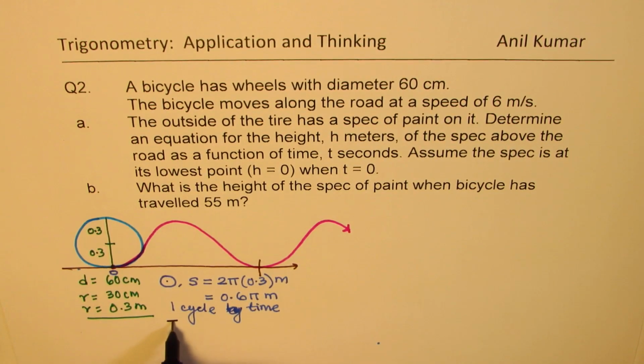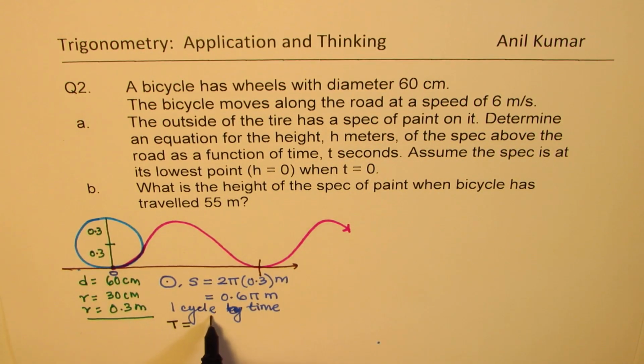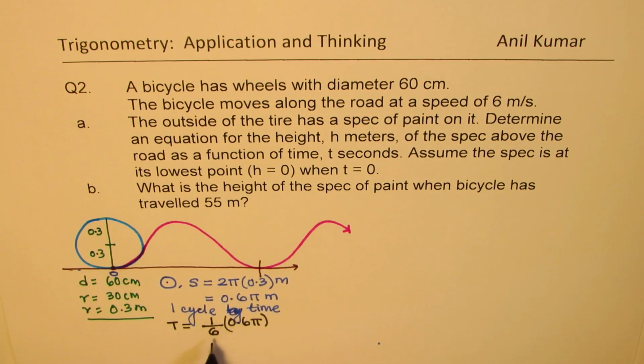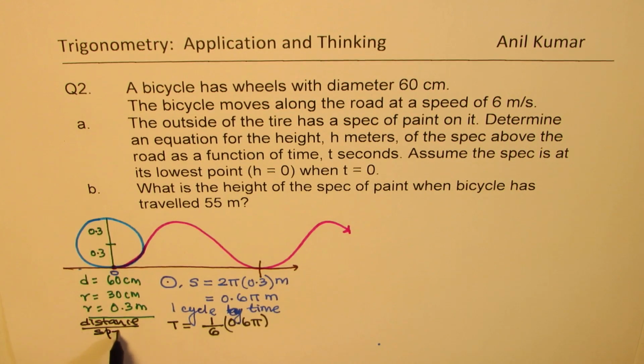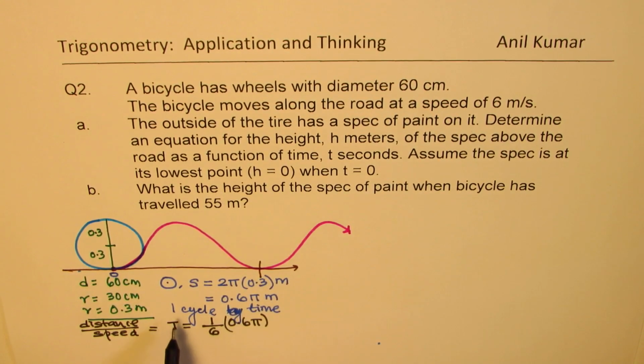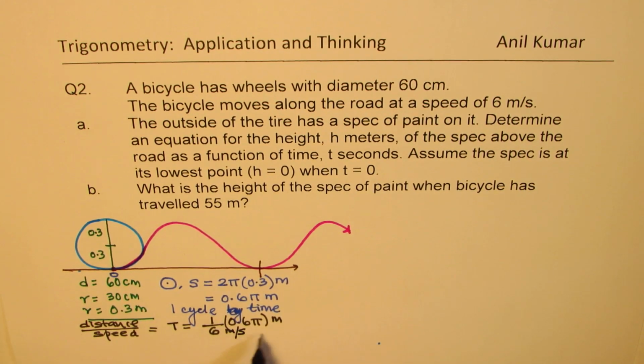So the time, which is the time period, for 6 meters is 1 second, right? So for this much, it is going to be 1 divided by 6. That is the distance, and this is the velocity. So we'll divide the distance, which is 0.6 pi, by the velocity. You should know distance divided by speed is time taken, correct? So the distance traveled is 0.6 pi meters and the speed is 6 meters per second. So we get the time in seconds as 0.1 pi seconds. Is that clear to you? So that becomes the time period T.